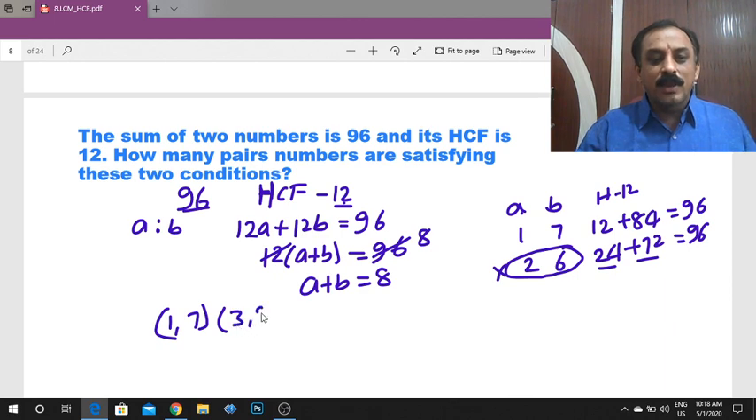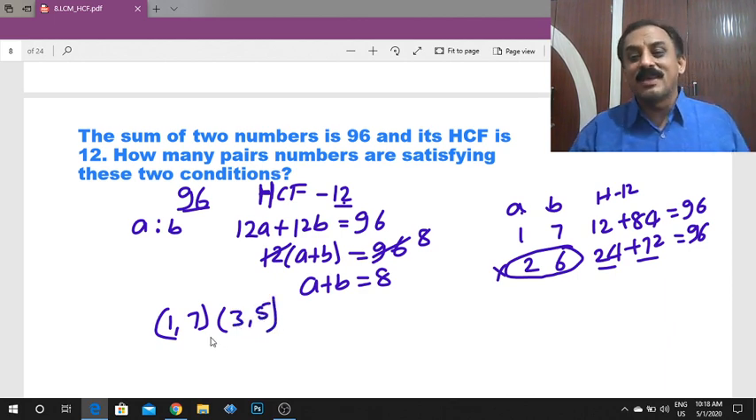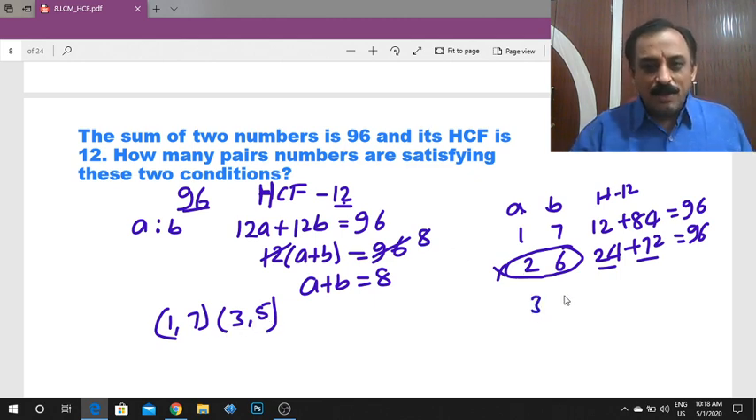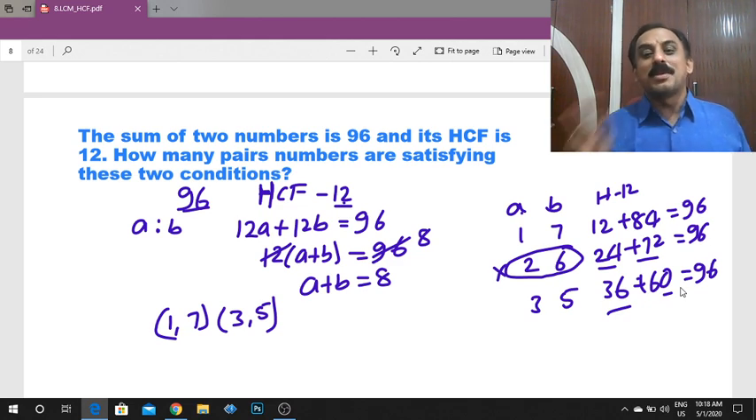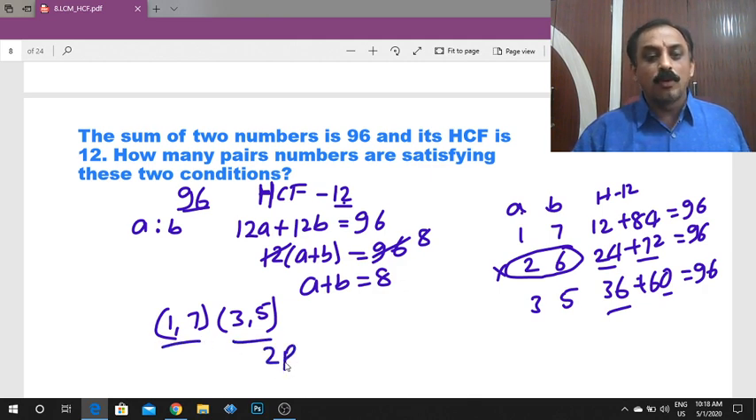Then A value 3, B value 5. 3 plus 5 is 8, and 3 and 5 are co-prime numbers. So if A value is 3, B value is 5, 12 into 3, 36, 12 into 5, 60. What is the total? 96. What is the HCF of these two numbers? 12. This is one pair. Total, only two pairs of numbers are there.